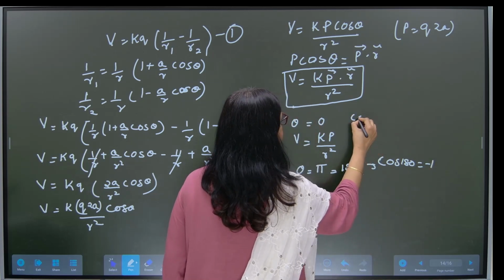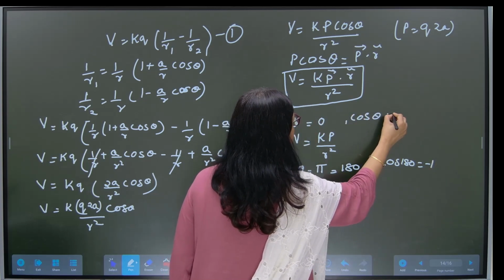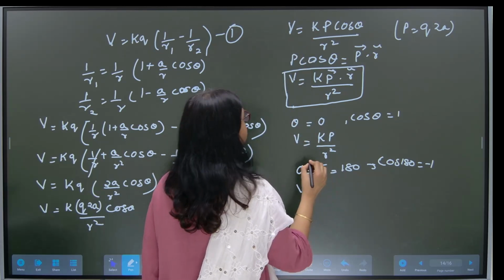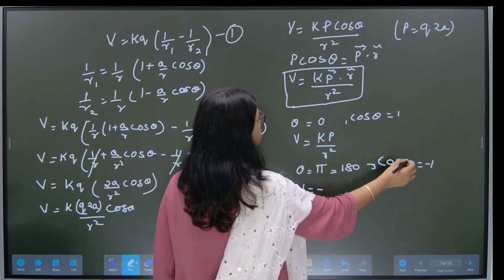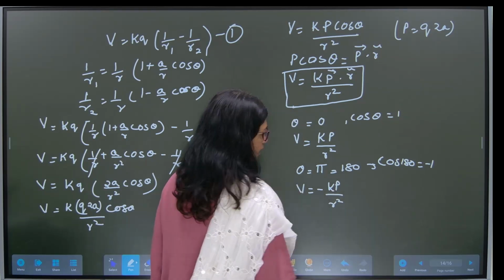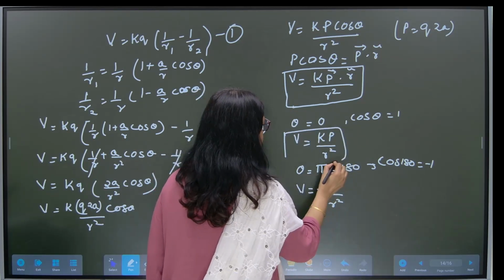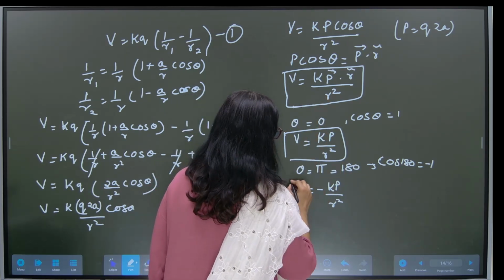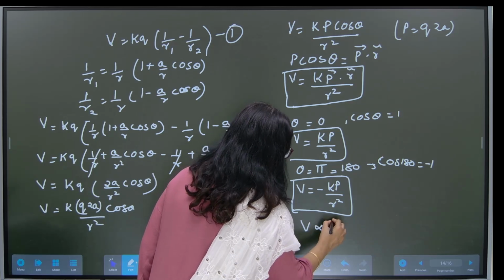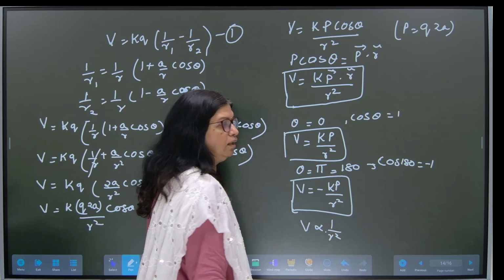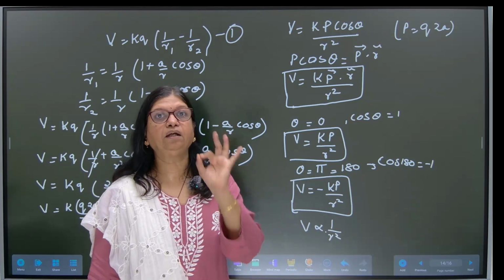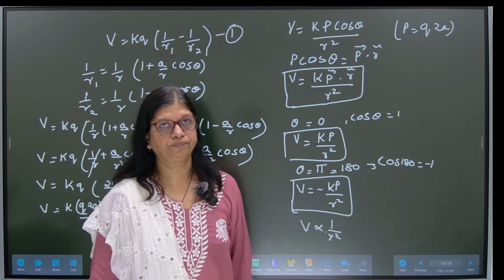What is cos 0? 1. So what can I get the formula for potential as? V is equal to cos 180 is -1, so negative Kp upon r square. So whether this or this or this formula with changing theta, I have V directly proportional to 1 upon r square, or potential is inversely proportional to r square, and it is depending upon theta also.